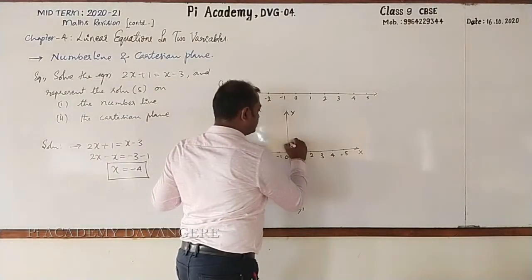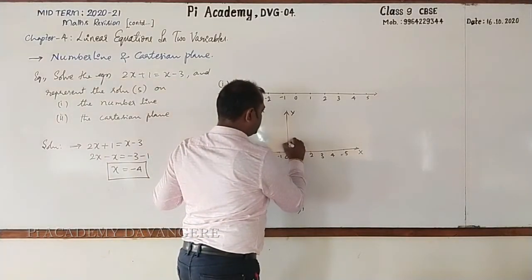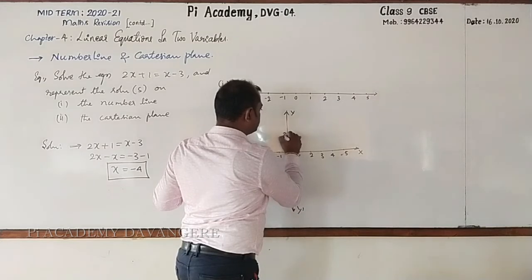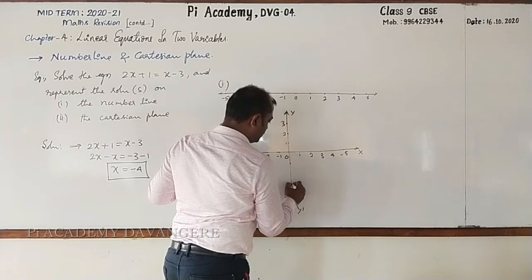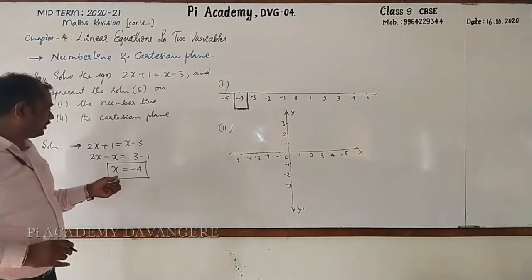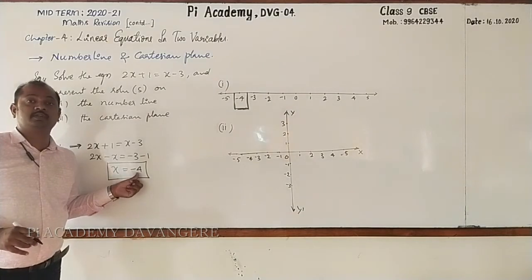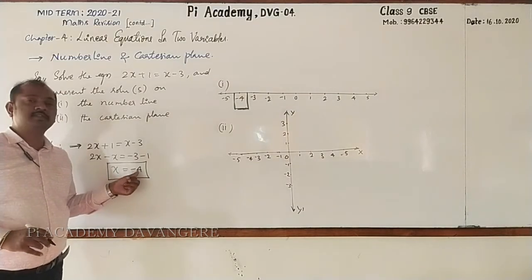Above 0 are positive. It is 1, 2, 3. And below 0 are negative. Negative 1, negative 2, negative 3. Okay, here x equal to minus 4 is there. It is nothing but x equal to constant.